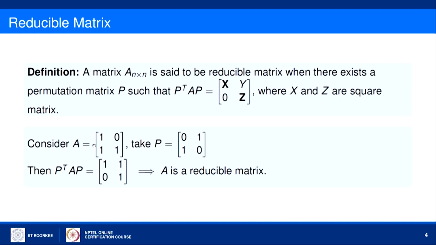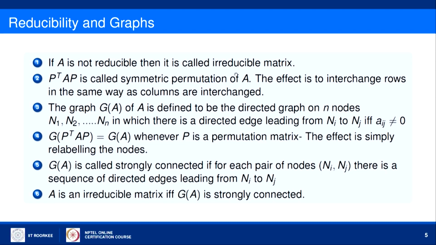Consider A equals 1, 0, 1, 1. If I take P as 0, 1, 1, 0, then it is a permutation matrix, where I have just interchanged the first and second rows of the identity matrix. If I calculate P transpose AP, we find that the product is an upper triangular matrix. So here X is 1 by 1, Z is 1 by 1, and it is an upper triangular matrix. So A can be reduced into an upper triangular matrix by this particular transformation. Hence A is a reducible matrix. If A is not reducible, then we say that A is an irreducible matrix.